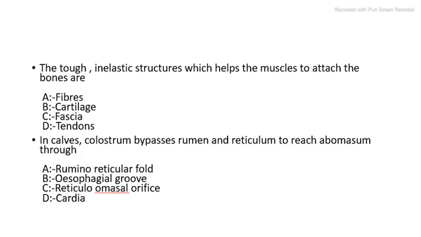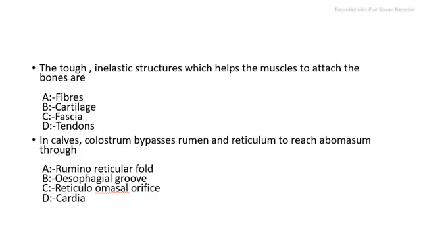Next question, the tough inelastic structures which help the muscles to attach to the bones are called. Option A fibers, option B cartilage, option C fascia, option D tendons. So correct answer is tendons. Tendons are tough inelastic structures which help the muscles to attach to the bones. Option D is the correct answer.